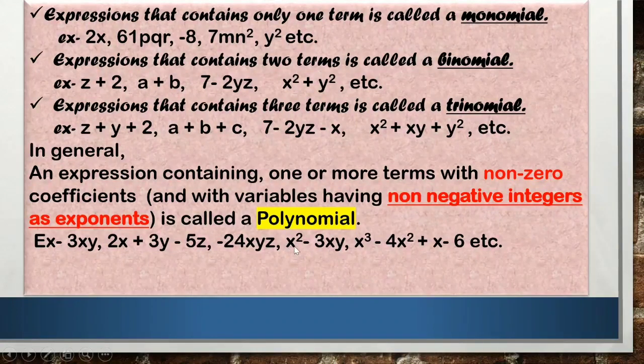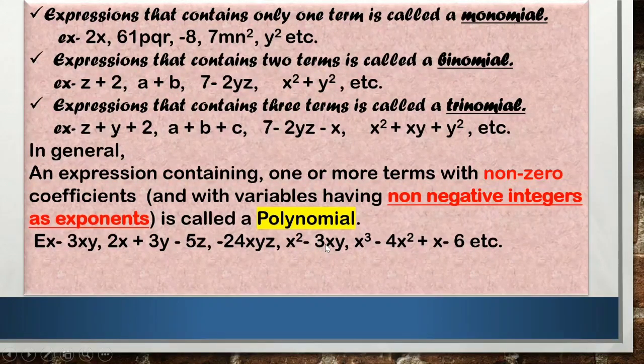So here, if you can see, there are two terms having variables x and y, and the coefficient of the term x square is 1 and here it is minus 3. So these are non-zero coefficients. The meaning of non-zero coefficient is that the coefficients here are non-zero. Fine, one condition satisfied.